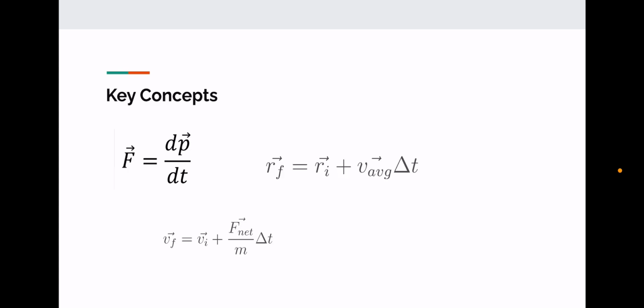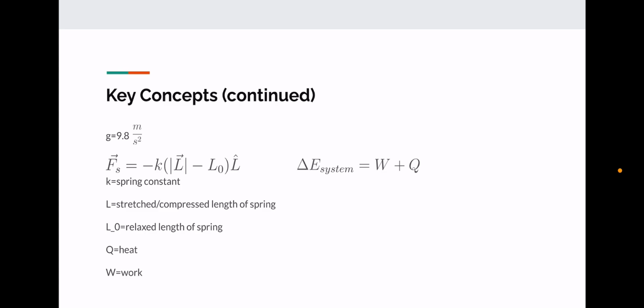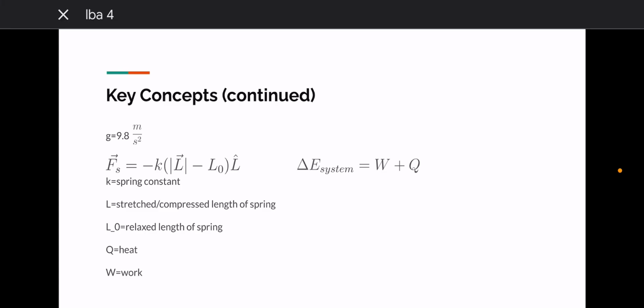Key concepts. We have F net equals change in momentum over change in time. Velocity and position update formulas: r_f equals r_i plus v average delta t, v_f equals v_i plus acceleration delta t, or F net over m delta t. Key concepts continued. Acceleration due to gravity is 9.8 meters per second squared.